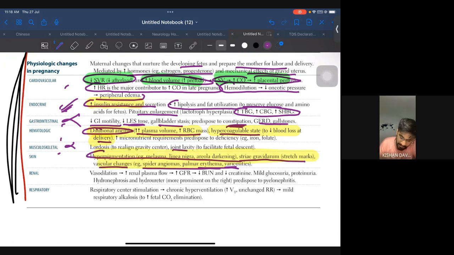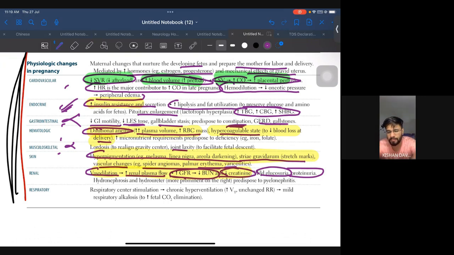All right. Renal: vasodilation, so increase in renal plasma flow, increase in GFR, decrease in BUN, decrease in creatinine. This is very important. Renal they also ask. Okay, and there will be mild glucosuria, so you don't have to worry about it, and even proteinuria. Okay, because it is pregnancy, proteins will leak out, so there is supposed to be glucose and protein loss in the urine.